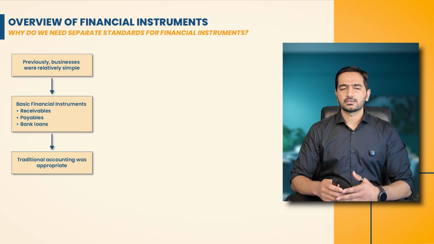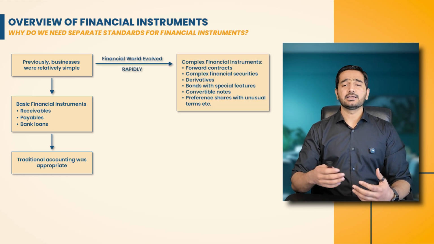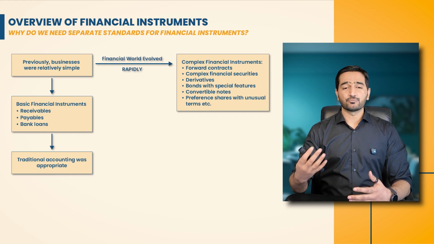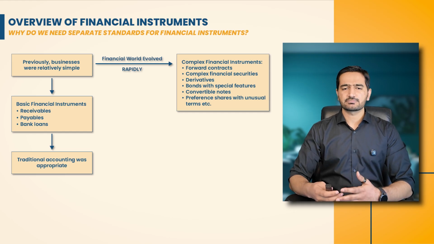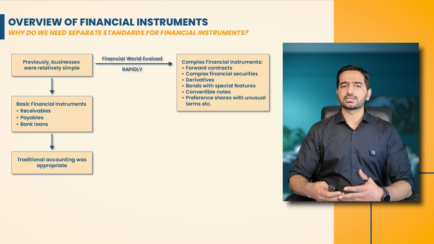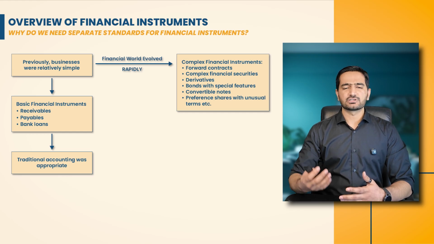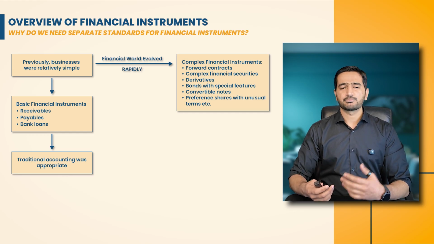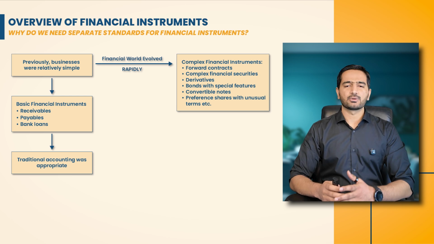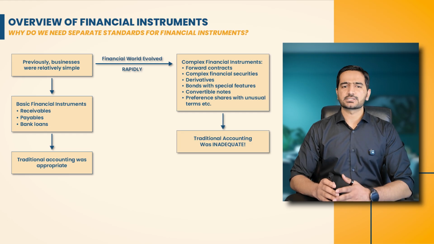Simple. But then, my friends, the financial world started to evolve, and it evolved very, very rapidly. Companies started entering into forward contracts to manage their foreign exchange risk. Entities started investing in highly complex financial securities. Banks started creating complicated products: bonds with special features, convertible notes, preference shares with unusual terms, all kinds of derivatives. And here is the problem. Traditional accounting was simply not equipped to deal with all of this.